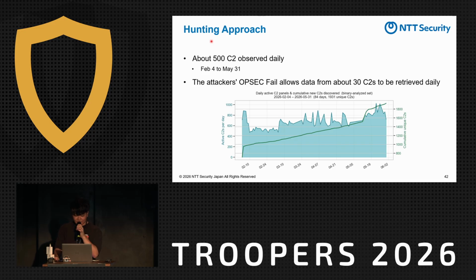In addition, due to OPSEC failures on the attacker side, we were able to retrieve data from approximately 30 C2 servers per day. This indicates that a certain number of C2 servers remain accessible due to misconfigurations or weak authentication settings. Overall, while the attacker operates a large and continuously evolving C2 infrastructure, this operational weakness provides opportunities to collect some intelligence.